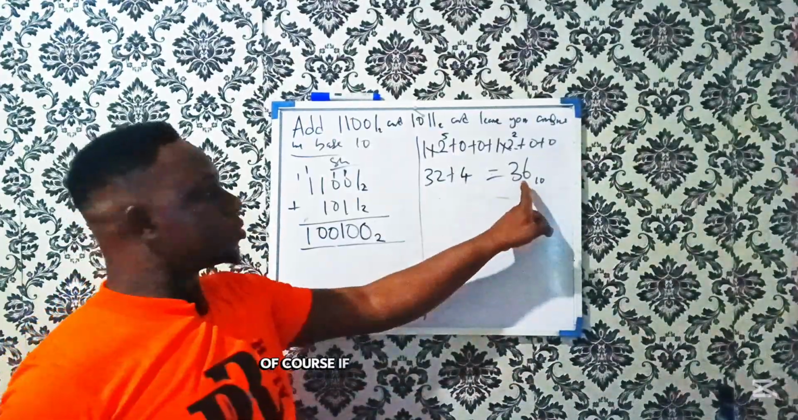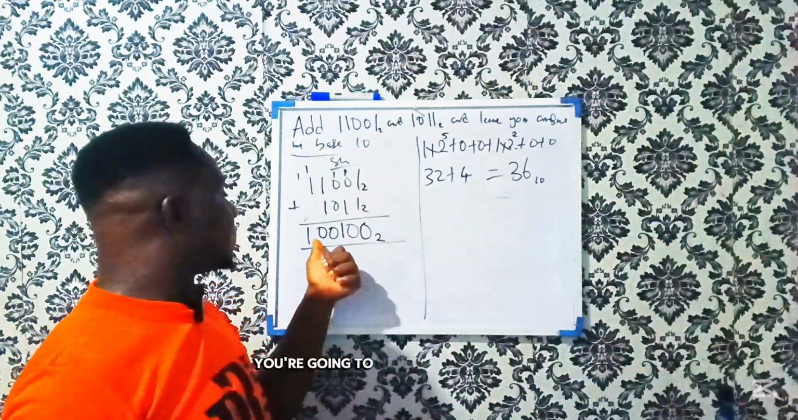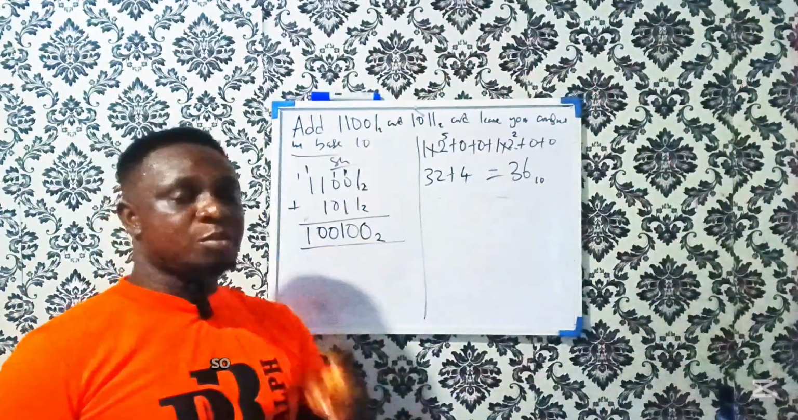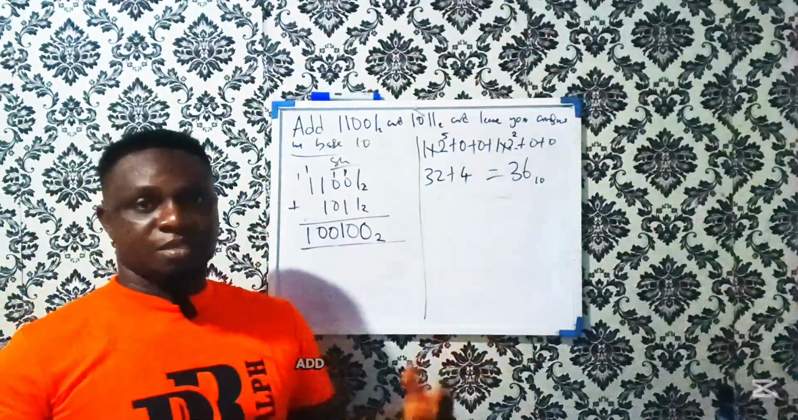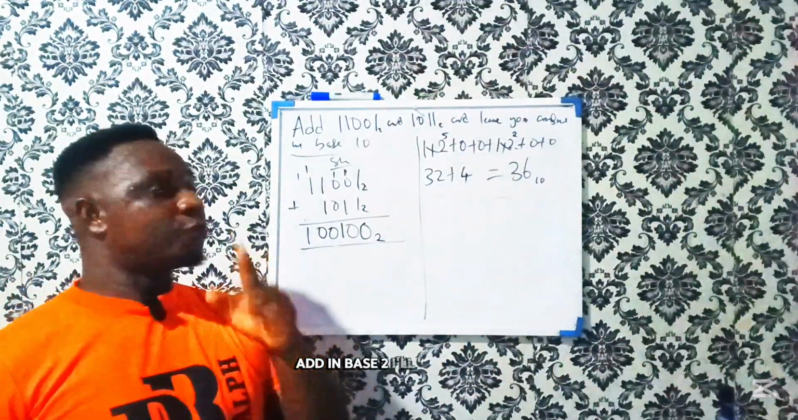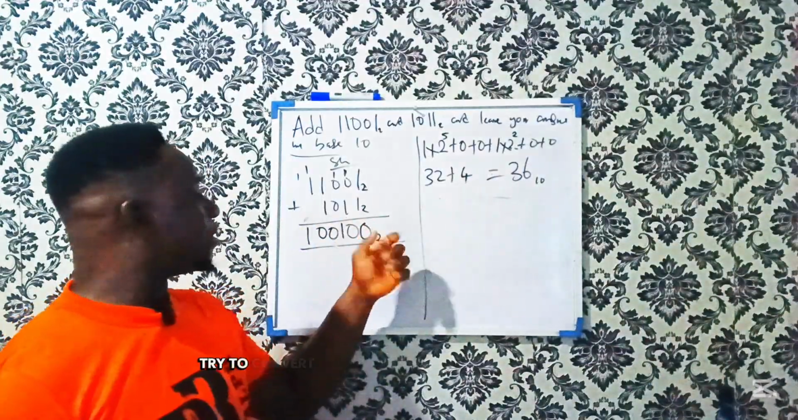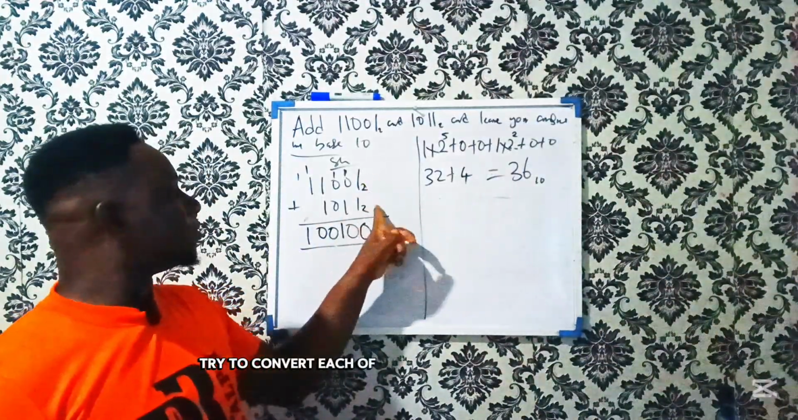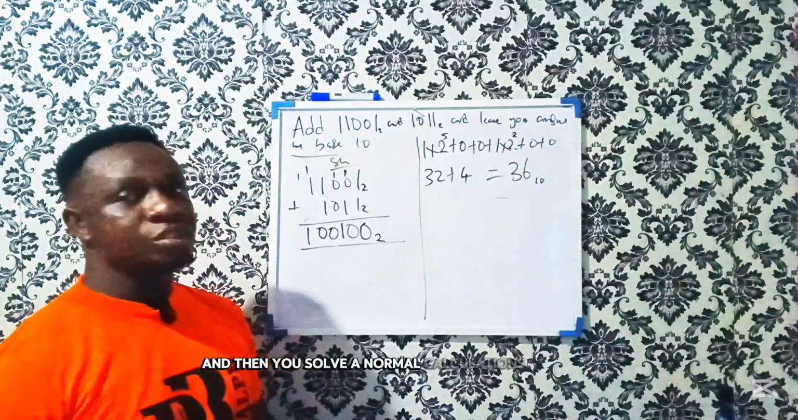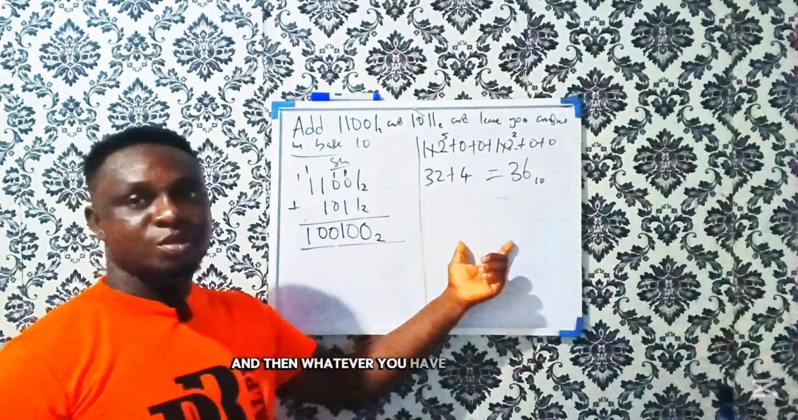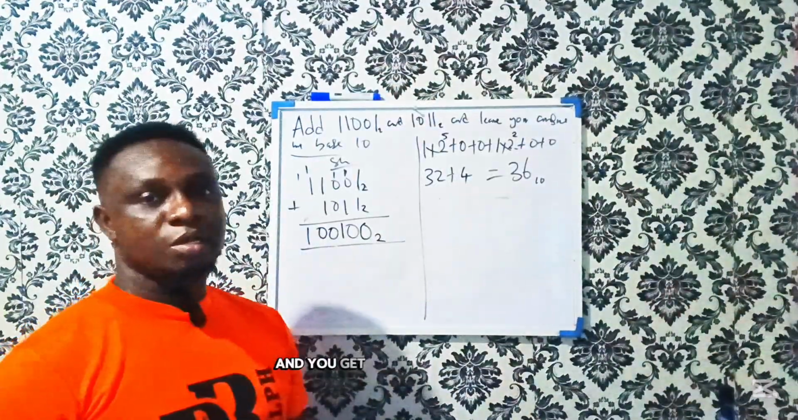Of course, if you convert 36 to base 2, you're going to have this same answer. So let me give you a trick. In case you are asked to add in base 2, first of all, for easy understanding, try to convert each of the values in base 2 to base 10, and then you solve our normal calculations in base 10. And then whatever you have as your answer, you convert it back to base 2 and you get your answer.